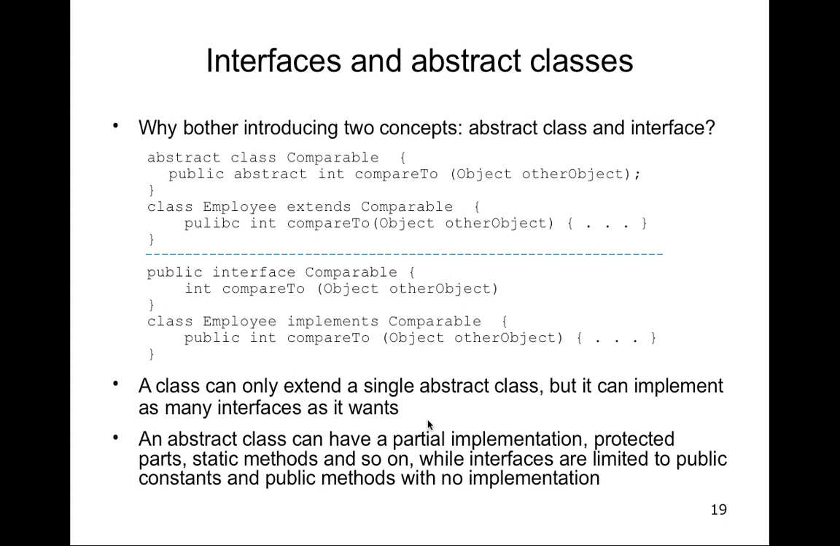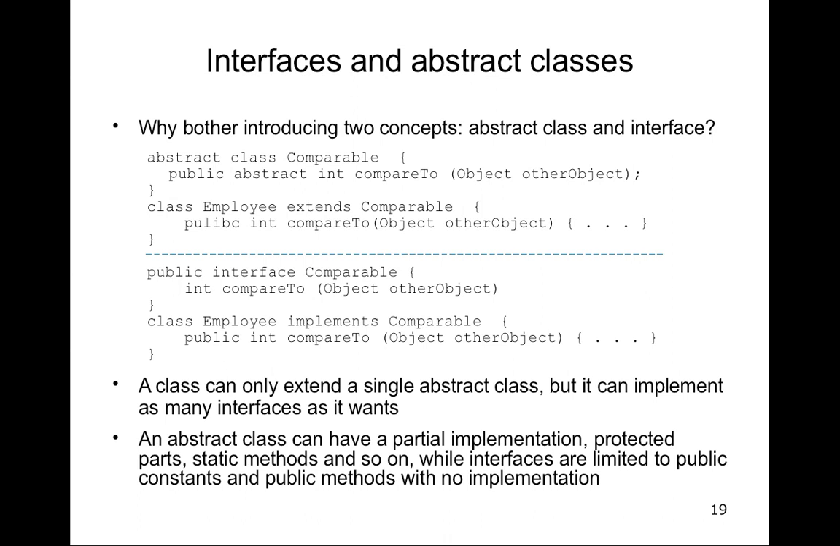Abstract classes can have a partial implementation, protected parts, static methods, and so on. Interfaces are limited to public constants and public methods with no implementations. So we couldn't have one or the other. We can't just have abstract classes and just include multiple abstract classes. Because you can implement multiple interfaces, the interface restricts you to including only concepts and not implementation.